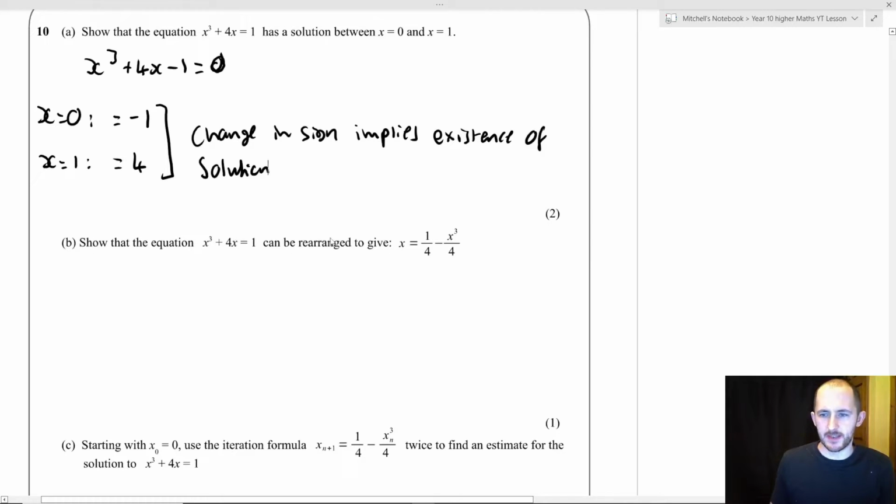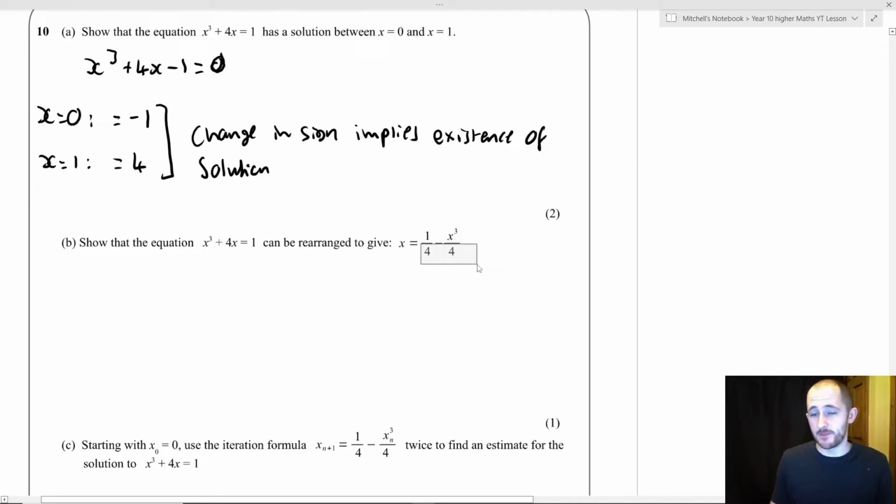And show that it can be rearranged. Okay, this shouldn't be too bad. One thing to note though is you're not rearranging for x cubed, right? Because the x cubed is actually over here. So you're actually just rearranging for x. So again, look at the signs. There's a minus x cubed.